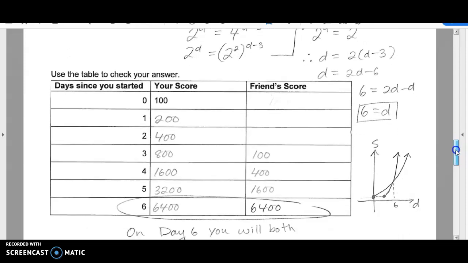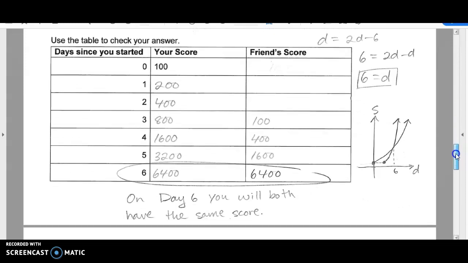It says here, use a table to check your answer. Again, you can go ahead and do that if you want. It's done here for you. So your score doubles every day. Her score, starting on the 3rd day, remember you start at the same score, quadruples every day, and you can see that on the 6th day, your scores will be the same.